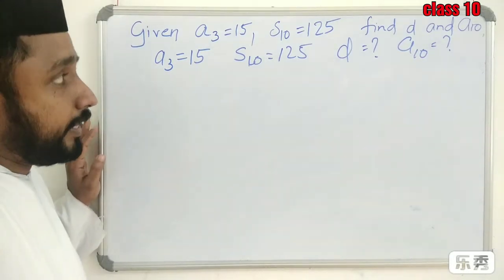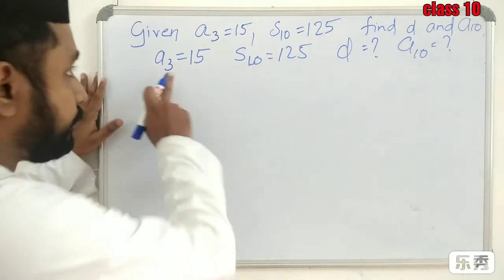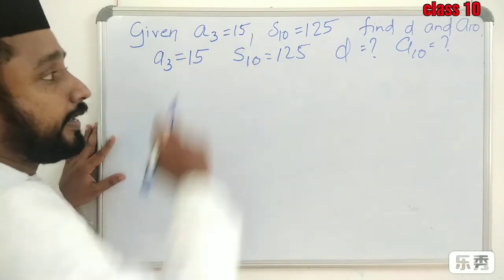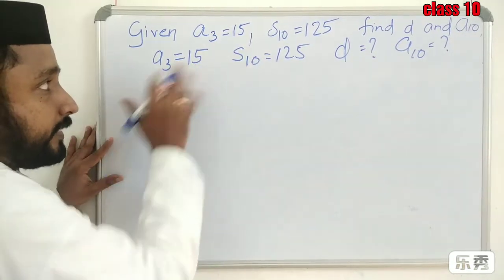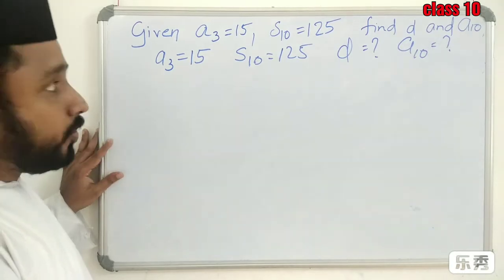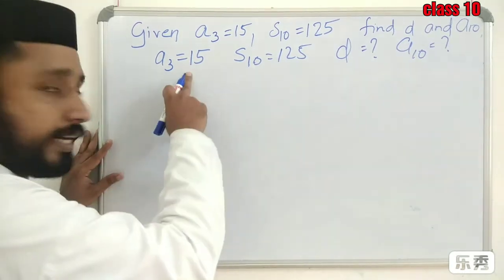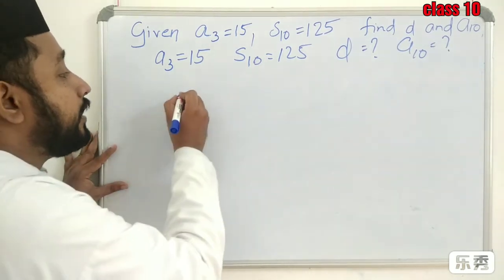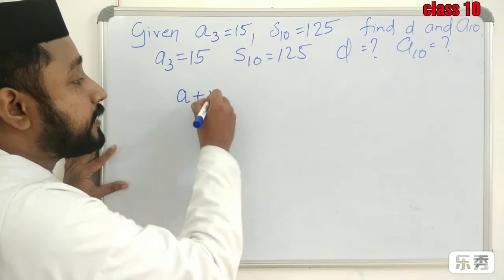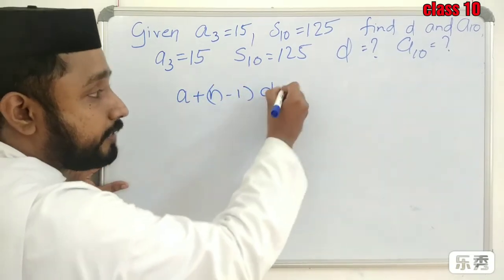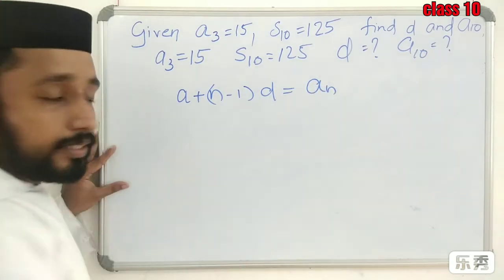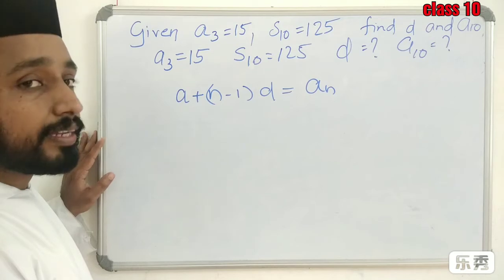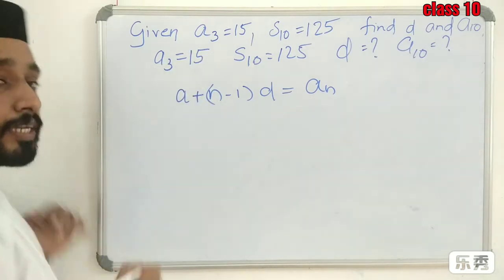So a3 = 15 and S10 = 125. From these two conditions, a3 and S10, I am going to take the first condition, a3 = 15, and from it form an equation. a3 = 15 means we use a + (n - 1)d = an, which is the formula for finding an. So here a3 is equal to 15.